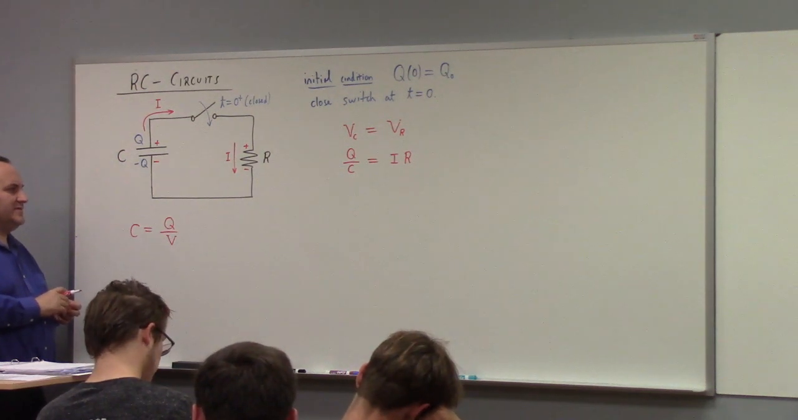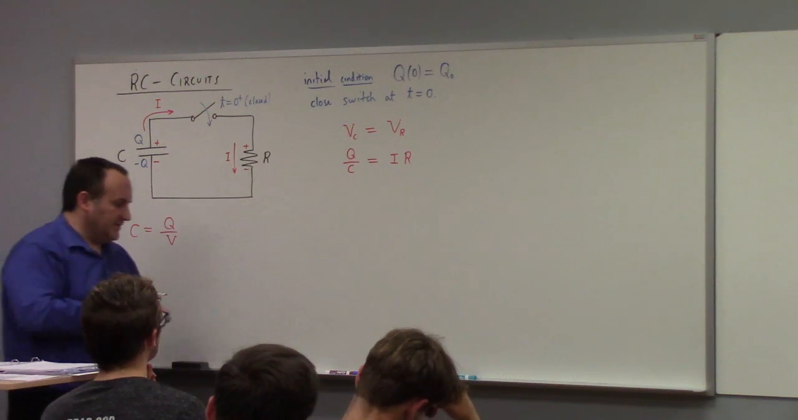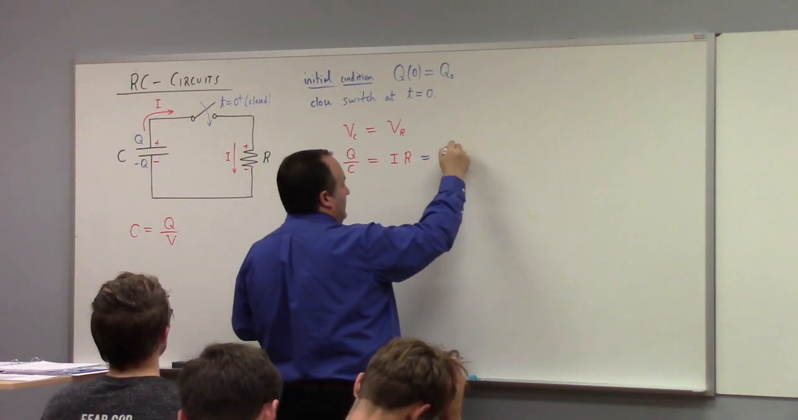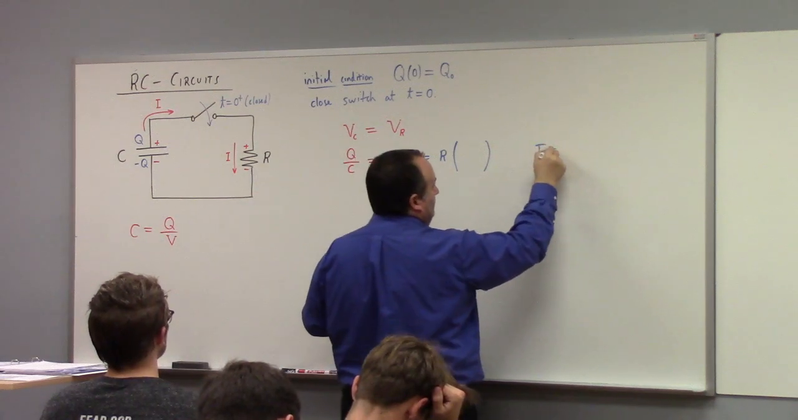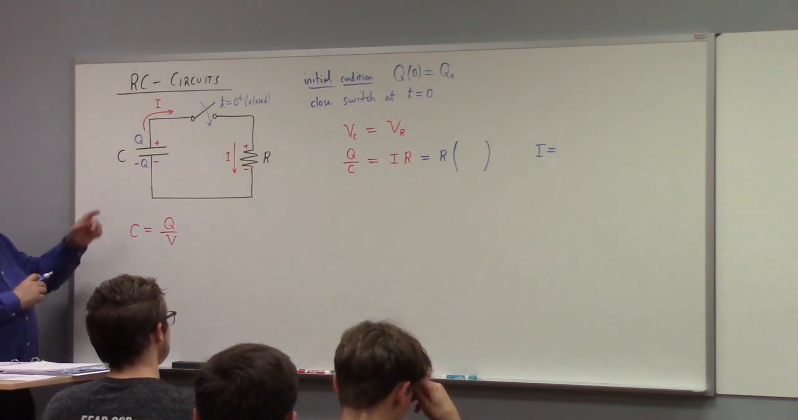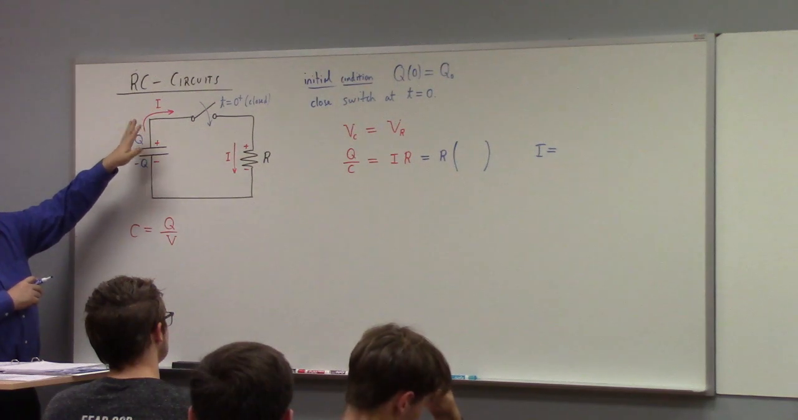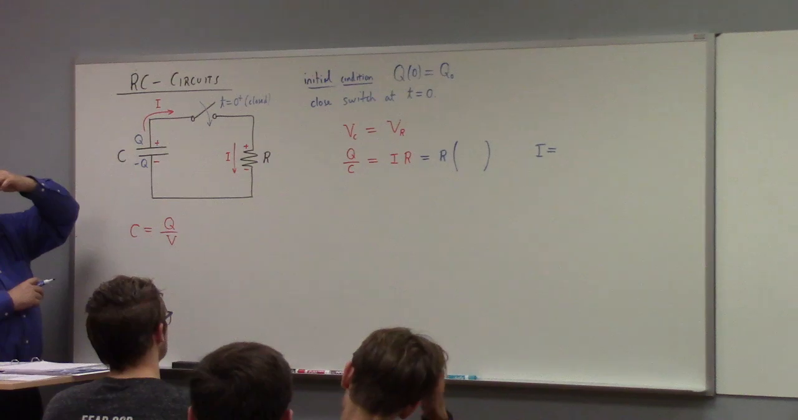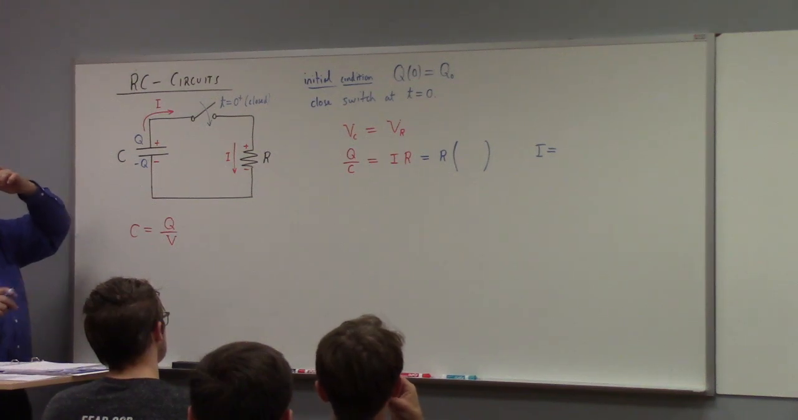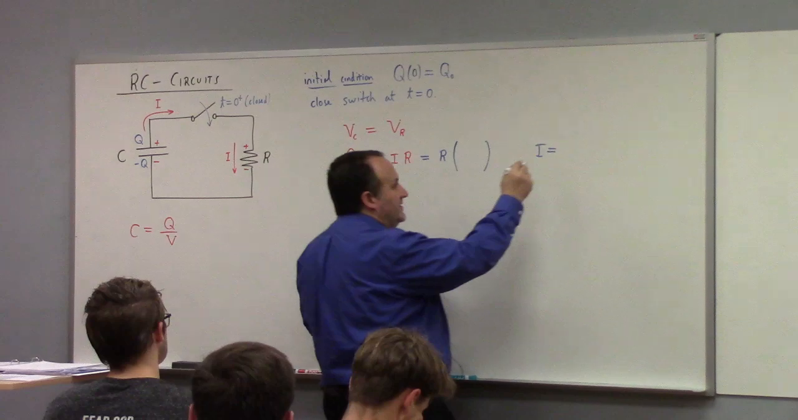And then, well, how do we solve this? What's the relation between the current and the charge on the capacitor? Can you guys tell me? I equals what? So what's happening as the current flows, the charge is changing, right? Is it increasing or is it decreasing here? Is I staying constant? No, I is varying here. It's decreasing, right? So for that reason, we say I is minus dq dt.